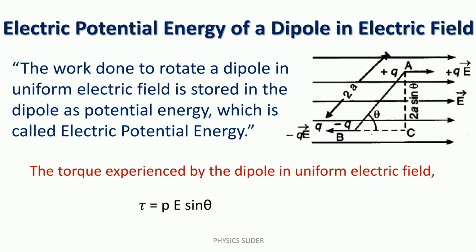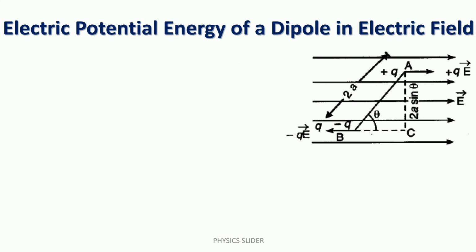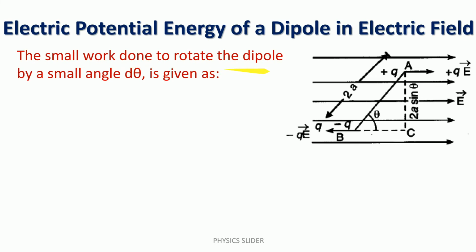Now we will calculate the small work done for the small angular displacement. Take this as equation 1. Now, the small work done to rotate the dipole by a small angle d theta is given as dw is equal to tau d theta. Once we have found the small work done, we can calculate the total work done by integrating the expression. Watch here. The work done, we know, is force into displacement. In this case, this is the moment of force or torque, so we need to take the displacement, which is angular displacement.